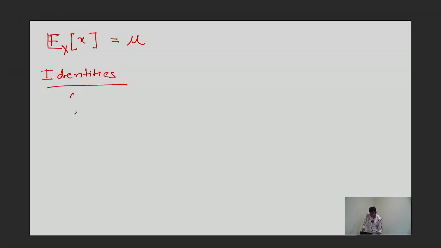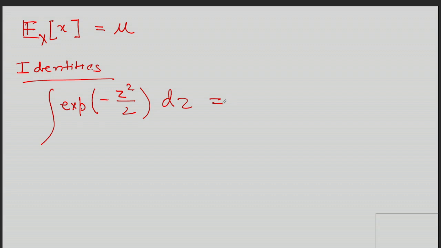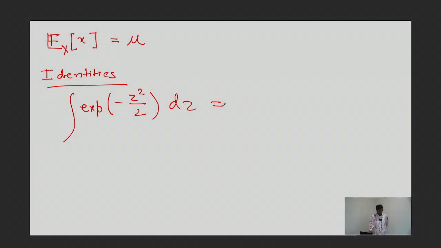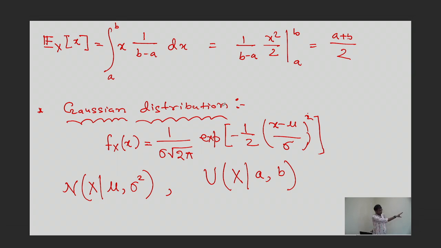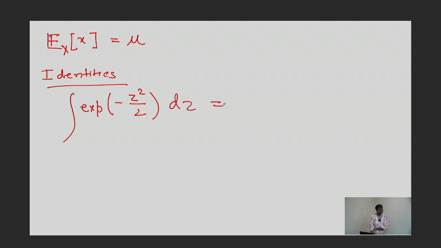So one of the identities, and these are quite popular identities: integration of exponential minus z square by 2 dz. Can you tell me what this will be equal to? What do you think this will be equal to? This is your clue. What is sigma in this case? What I have written? Sigma is 0. Sorry, sigma is 1.